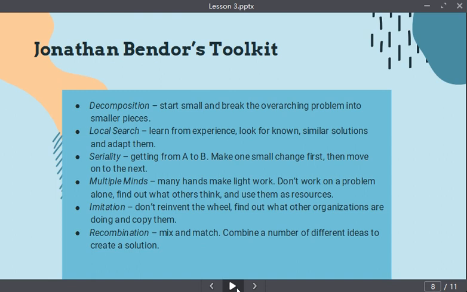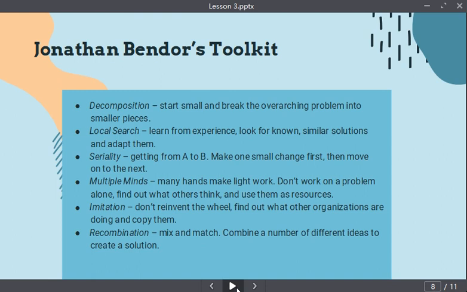Next, search. You are learning from experience. Look for known and similar solutions and adapt them. Again, you are basing on the experience. Like, parang na-solve ko na to dati. And then seriality, getting from A to B. Make one small change first, then move on to the next. So, parang you are making a process in solving a problem. Like, you are solving the easier part, after that yung hard na. Kasi parang process talaga tong pagsosolve ng problem eh.